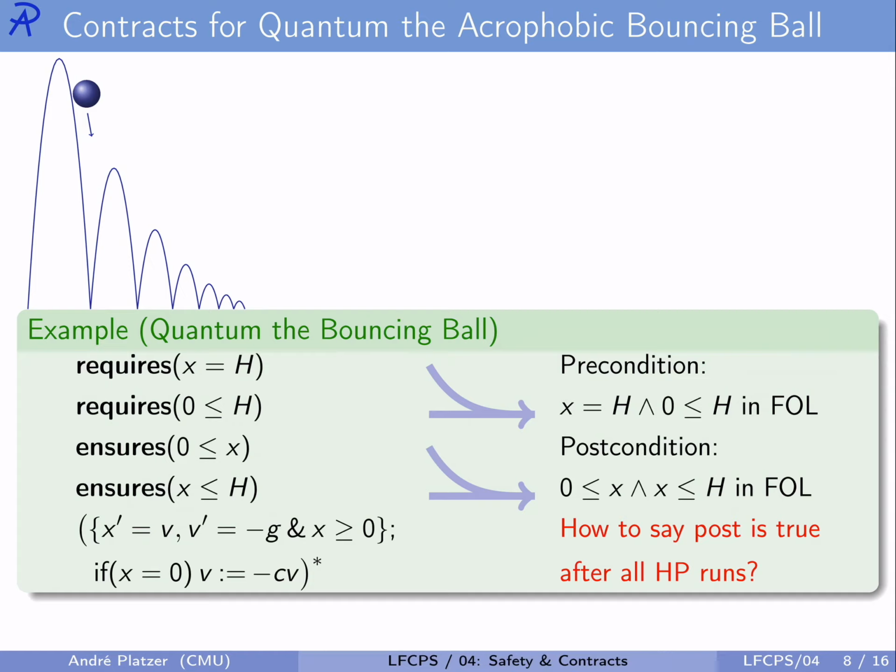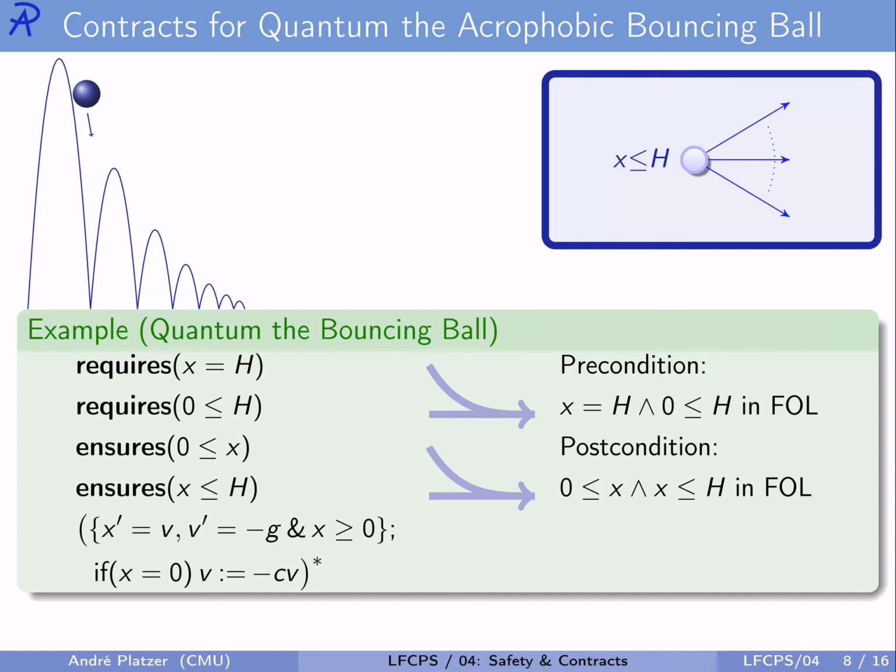Point is, you can't really. Here's why. Well, first-order logic's notion of semantics is that a formula, such as this part of the postcondition here, is true or false in a given state. That's what it's very good at. But it's a static logic. It doesn't talk about the dynamics and behavior of something. It doesn't let us talk about this formula now being true after all runs of the hybrid program.